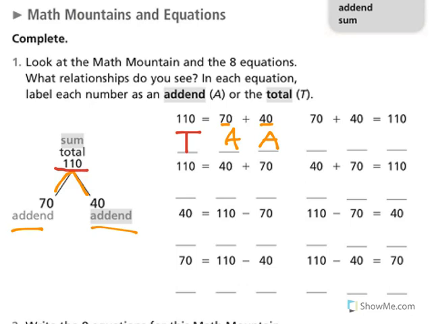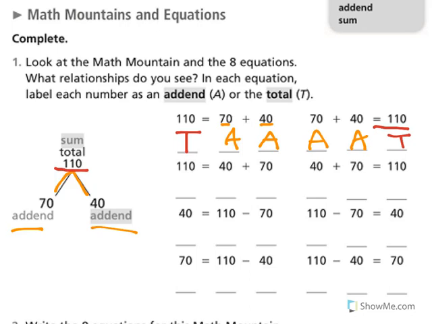Then let's take a look. If we flip this equation around and put the equal sign and 110 on the other side, does it change anything? Well, 70 plus 40 are still being added together, so they're still the addends. And then 110 is still the total. Alright, let's go do the next one.